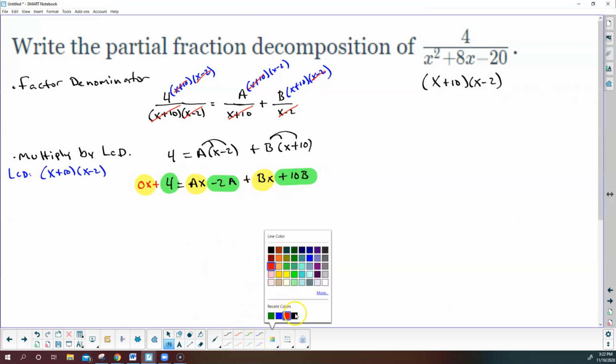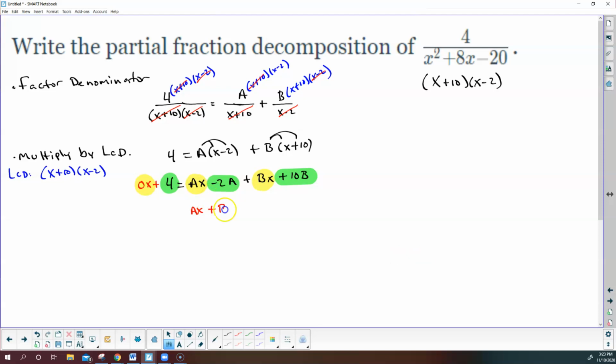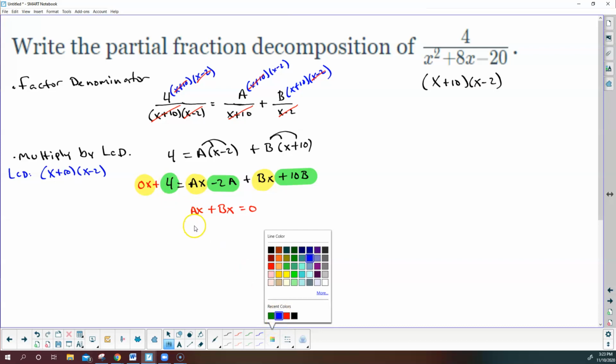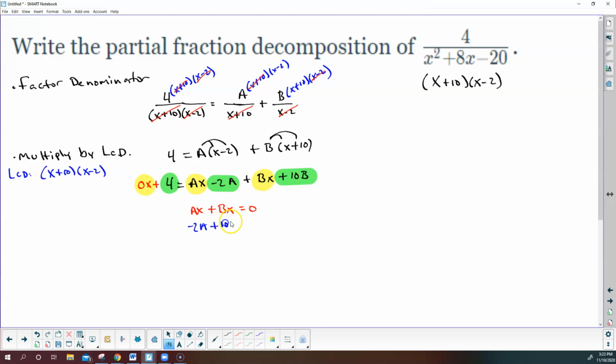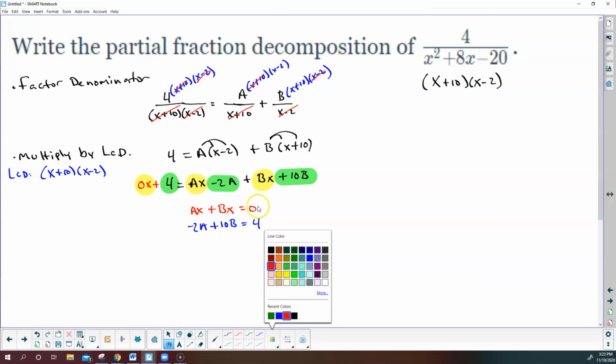So then we're going to write our 2 separate equations, one with the 0x, and I like to put that 0x on the other side. So let's take the ax plus bx equals 0. And then we'll take the negative 2a plus the 10b, and that's equal to positive 4. So notice the 0x, oops, this should have an x here. 0x, those are the yellow highlighted terms that added up to give me 0x. And then the 4 are the 2 green terms.